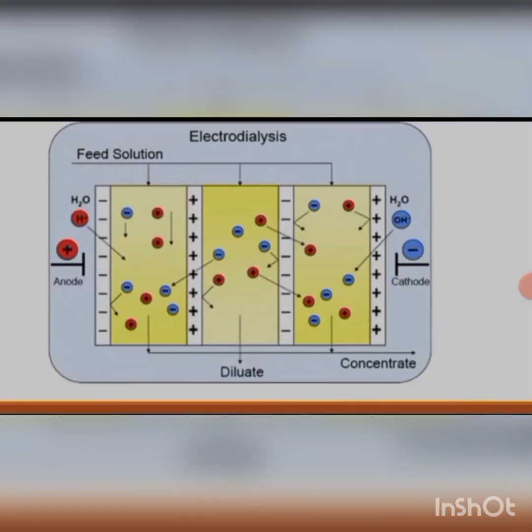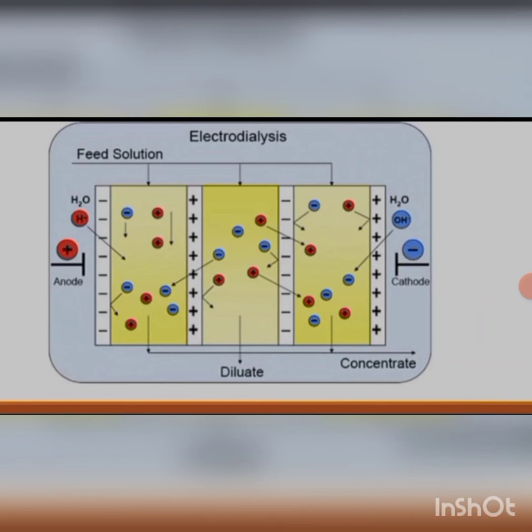In this diagram, there are two positively charged membranes called anion selective membranes or anion exchange membranes. There are two negatively charged membranes called cation selective membranes or cation exchange membranes. And you can see here the anode and cathode are also shown, with the feed solution or salt water set in between these membranes.